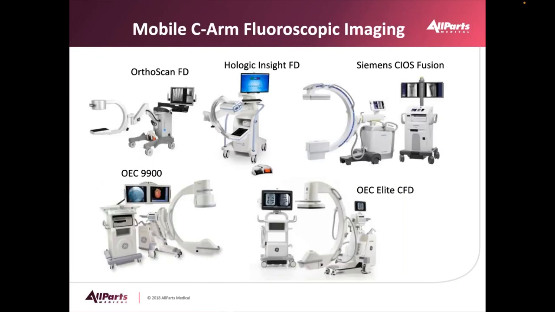There are many different types and manufacturers of C-arms on the market today. The C-arms that I have listed here, AllParts carries parts and training for each one of these. The OrthoScan FD and Hologic Insight FD are used for extremity work, such as imaging of the hand or elbows. The Siemens Seos Fusion, OEC 9900, and the OEC Elite CFD are used in multiple different departments, such as the cardiac department, the pain management department, ortho department, and you might find them even in the ER.